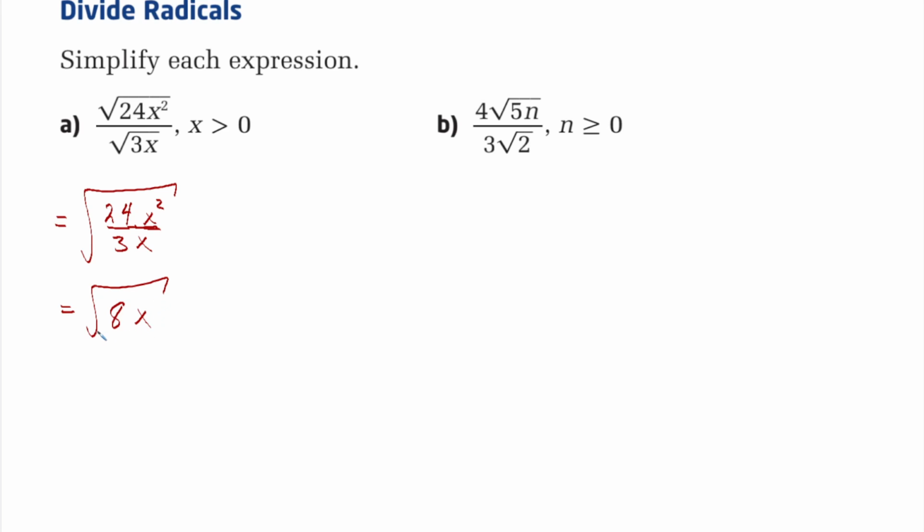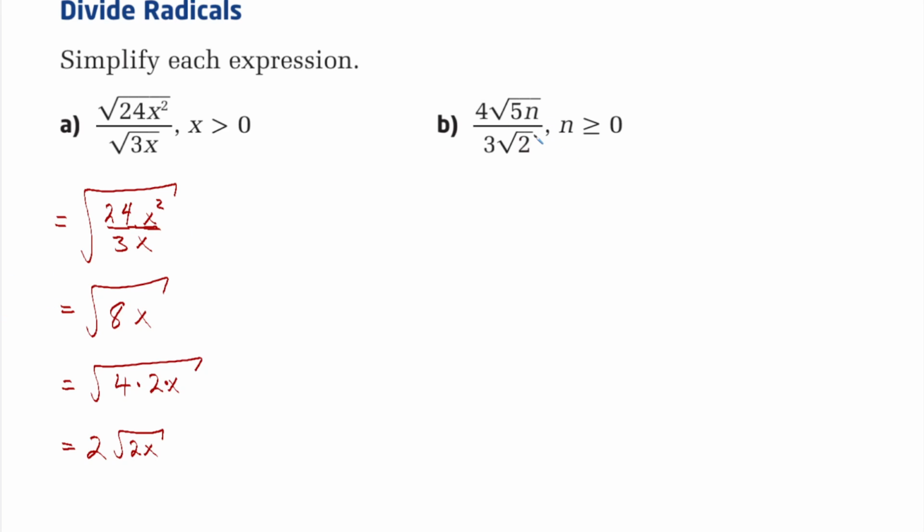We can do a little bit more simplifying with that. We can think of 8 as 4 times 2. So this is the square root of 8x, or the square root of 4 times 2 times x. I can pull out the square root of 4 because that's a perfect square, which would be 2. So it's going to be 2 root 2x. And again, because of our earlier restriction from the beginning, x is not allowed to be negative. Okay. First one, not too bad. Everything divided out nicely.